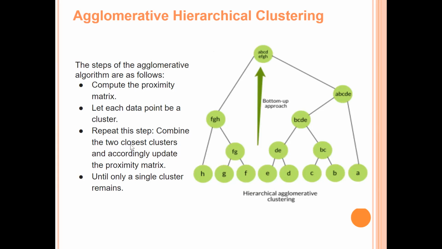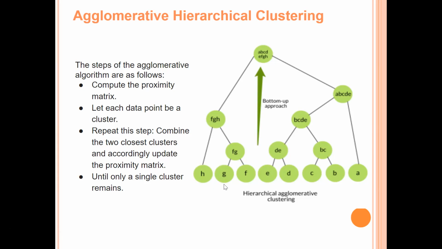Now, what is actually happening in agglomerative hierarchical clustering? Some steps are given here, on how this algorithm is working. You can see it's a bottom-up approach, so first of all, keep this in your mind. Now, compute the proximity matrix. Whenever we solve any problem using the agglomerative hierarchical clustering algorithm, we will compute the proximity matrix. And then let each data point be a cluster. So here each data point behaves like an individual cluster. Now combine the two closest clusters and accordingly update the proximity matrix.